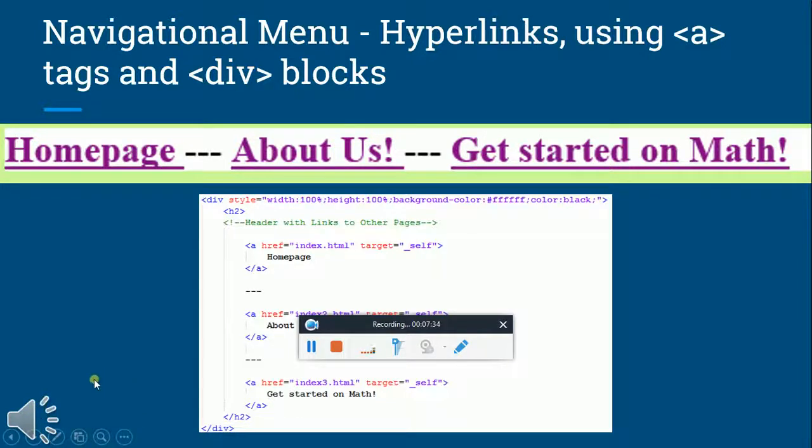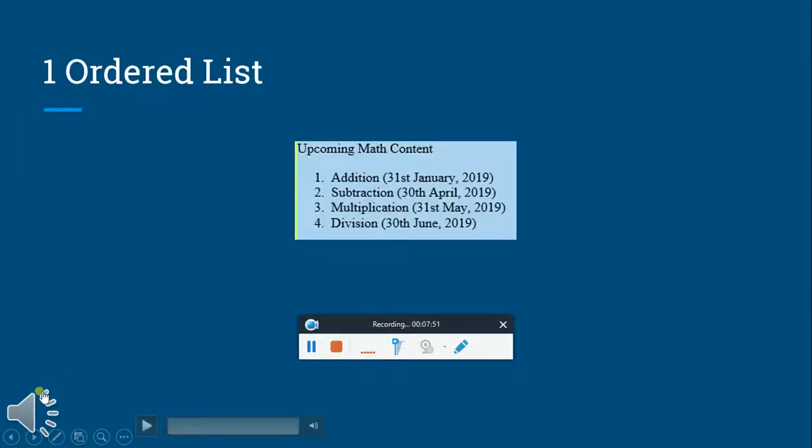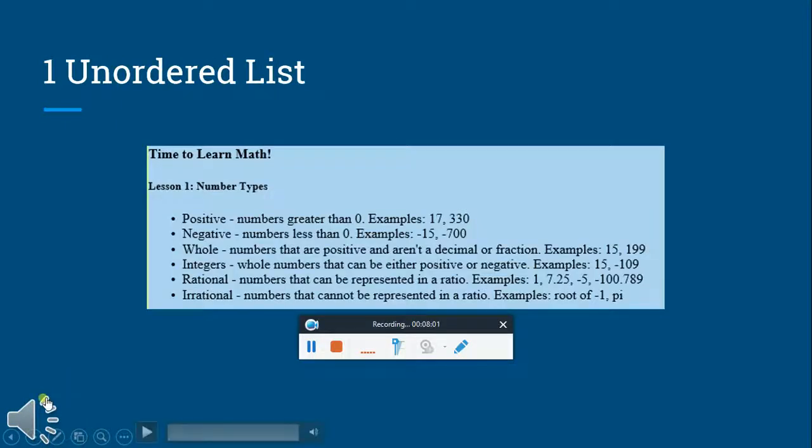The navigational menu leads back and forth between the pages and uses div blocks to keep it separate from other content. Also, to create hyperlinks, it has the A tags or anchor tags. This ordered list is ordered by numbers and is about future math content. This unordered list is a math lesson regarding number types. It is really informative and educational.